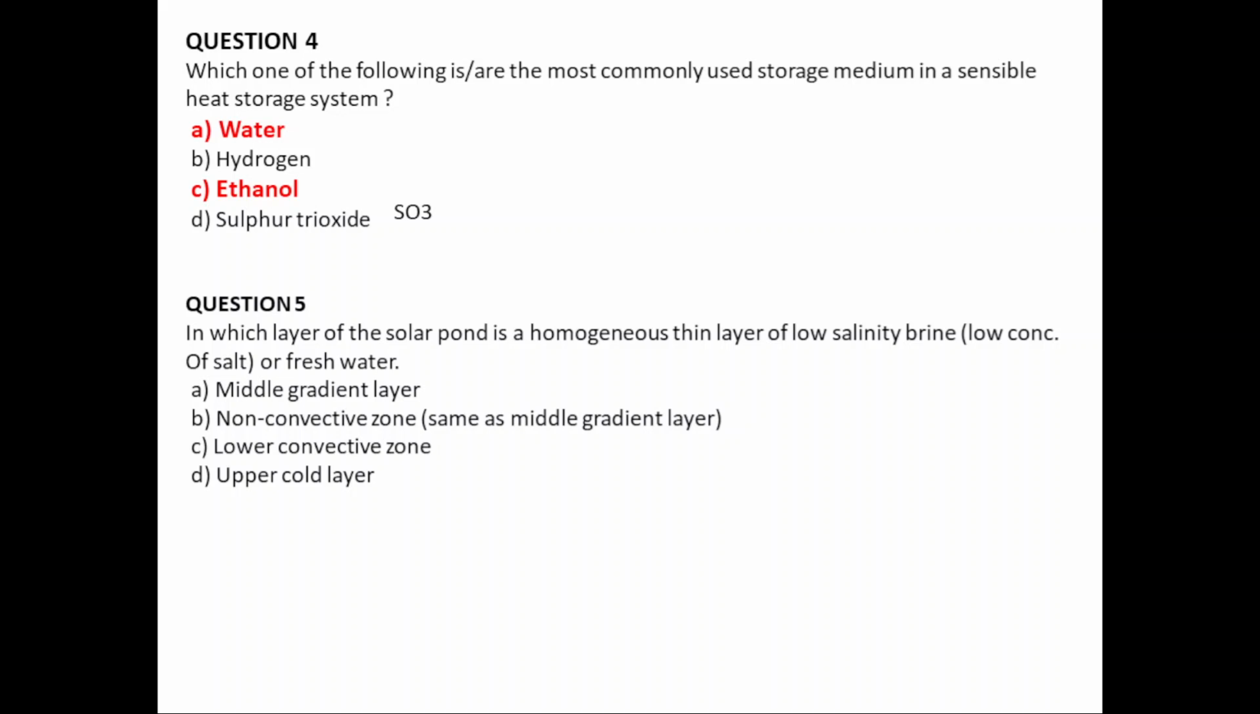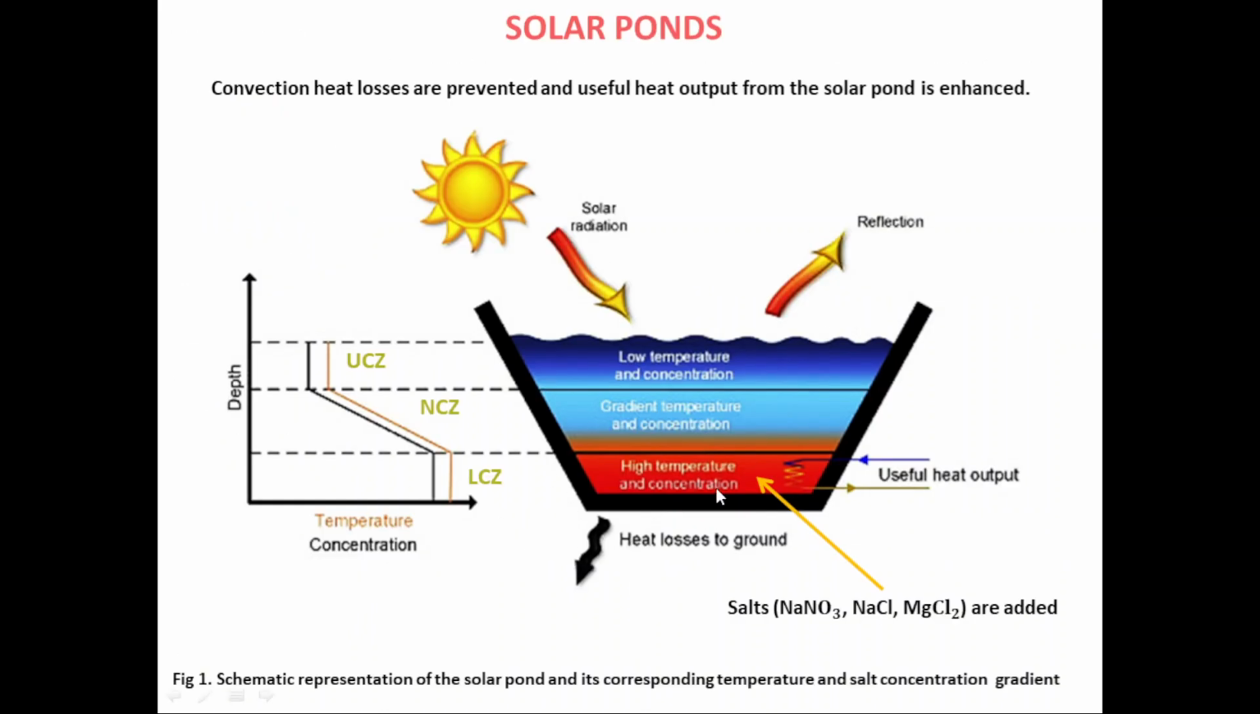It makes sense because here your salt concentration is more, so the middle layer water, which is in the vicinity of your lower convective zone, will have a higher concentration. So as you move up your solar pond, the concentration of salt will keep on decreasing. The layer of water in contact with the upper layer of the lower convective zone will have a higher salt concentration compared to the upper layer of your non-convective zone.